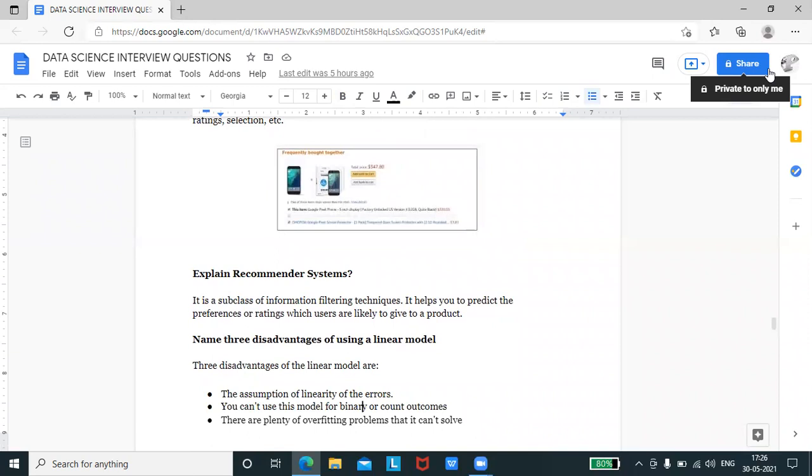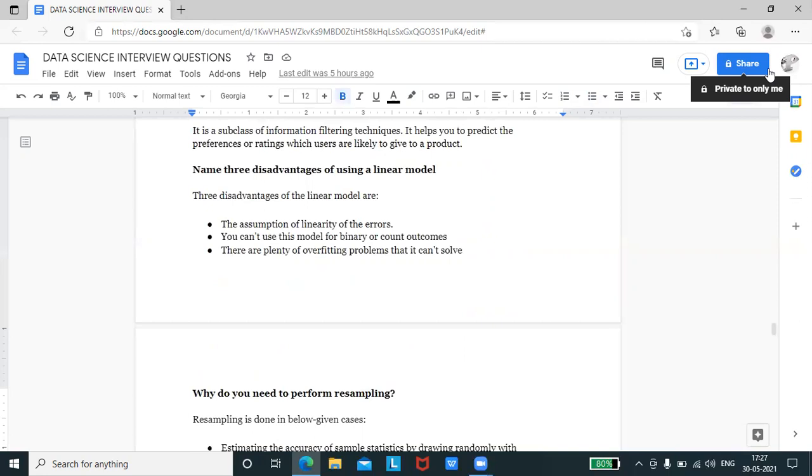Next, name three disadvantages of using a linear model. So, the assumption of linearity of the errors. You cannot use this model for binary or count outcomes. There are plenty of overfitting problems that it cannot solve. So these are the disadvantages of using a linear model.